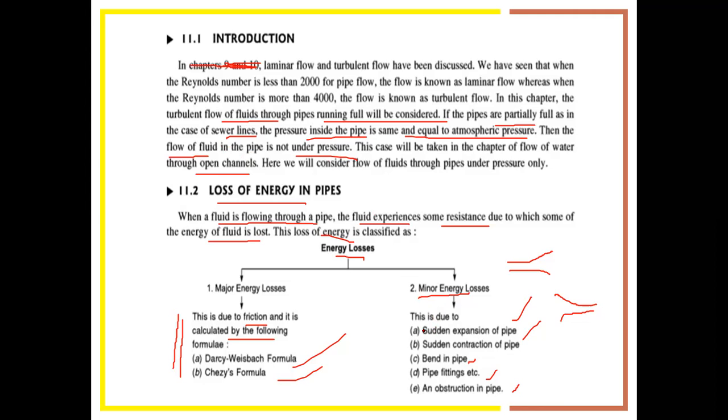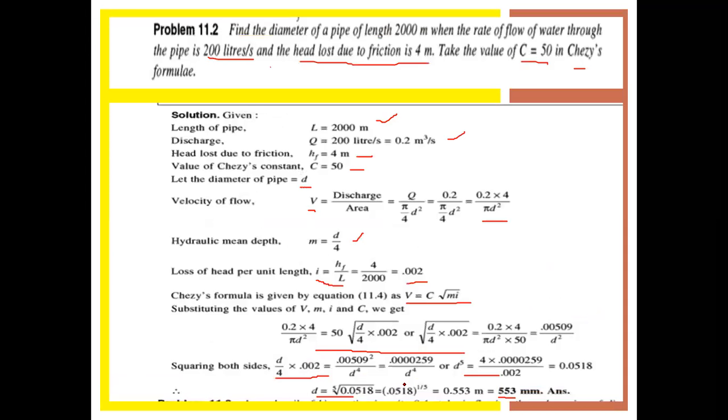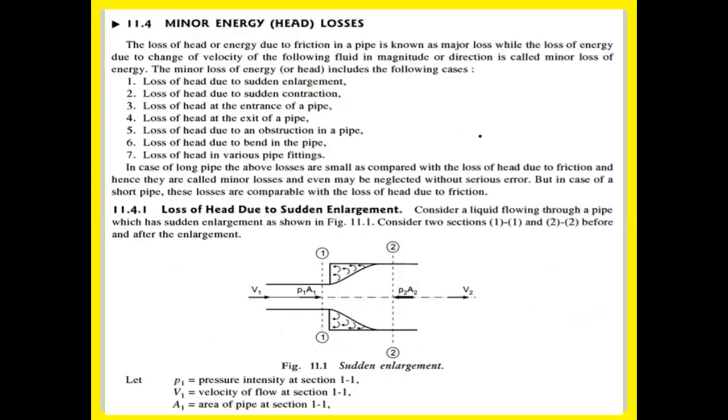Why? Because of these cases. So these are the cases why we are having the minor energy losses. See, the major energy losses. So the concept explained earlier is the minor energy losses and the major energy losses. Now the topic we are discussing is the major energy losses.